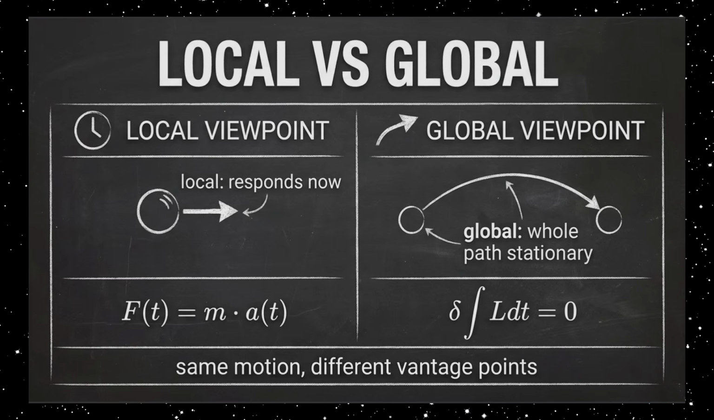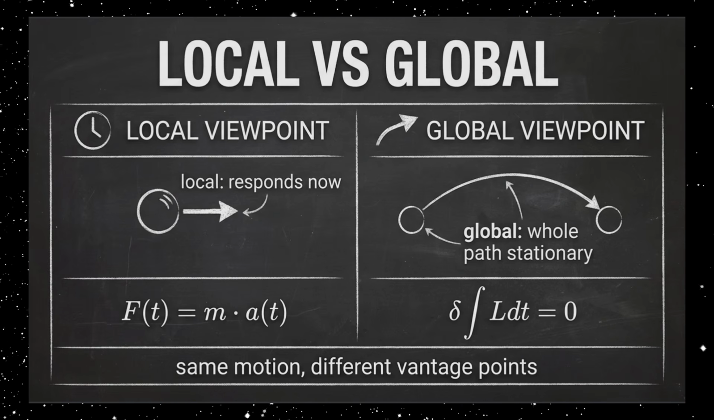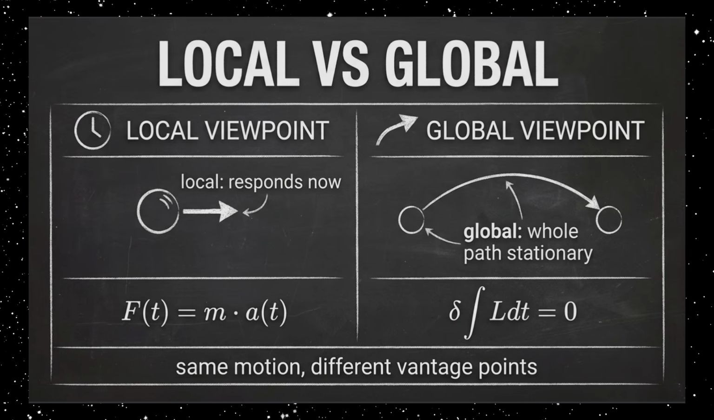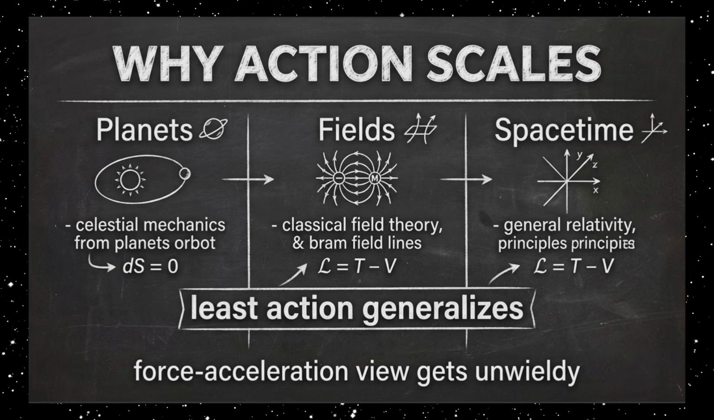At each instant, the ball responds to the forces acting on it right now. The least action principle is global. The ball's entire trajectory is the one that makes the action stationary. But here's why the least action viewpoint matters.